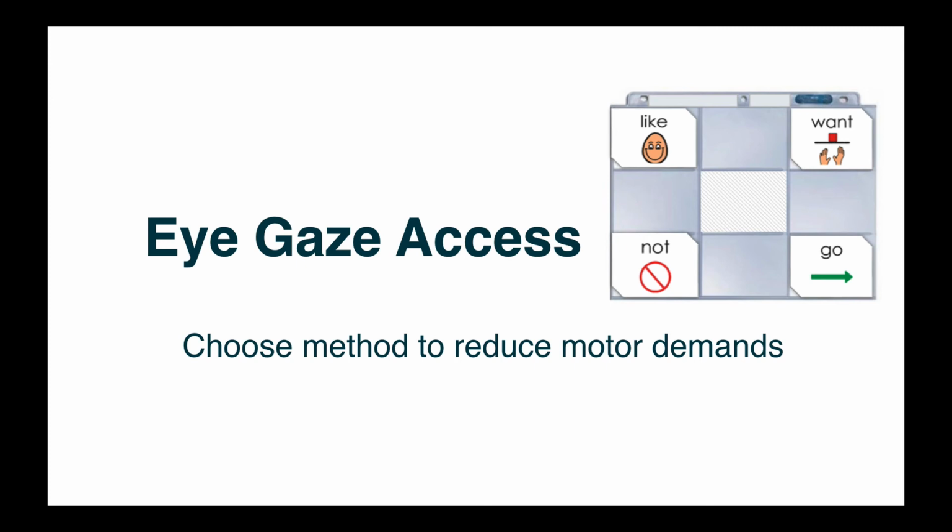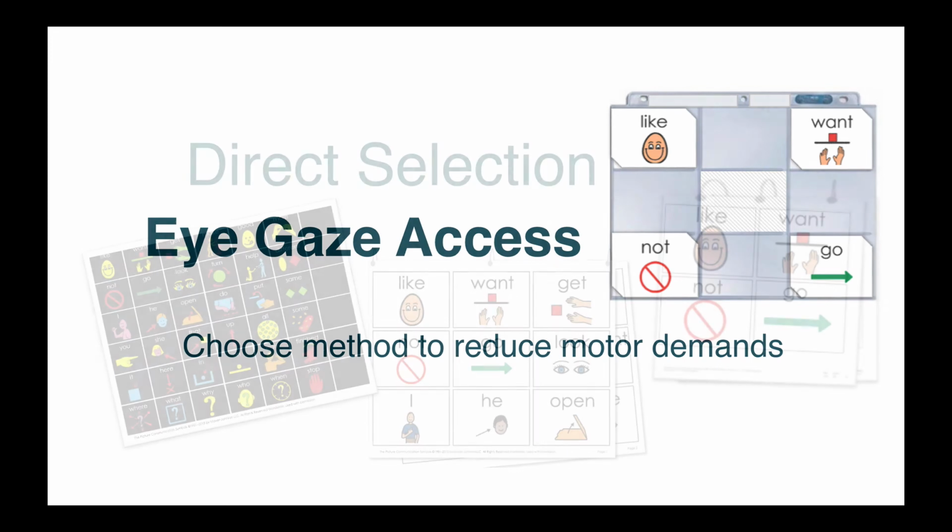For beginning communicators, eye gaze may be an access method that is used for some activities, but not all. Eye gaze can be used in combination with partner-assisted scanning. The key is to choose an access method that reduces the motor demands placed on the student to increase opportunity for them to focus on learning to use symbols for expressive communication.